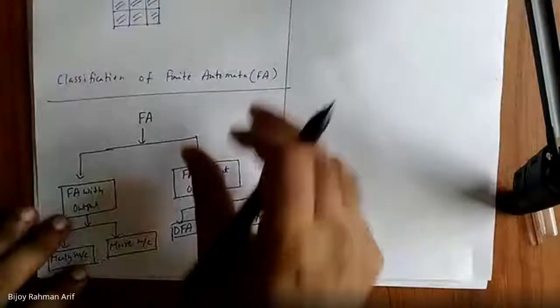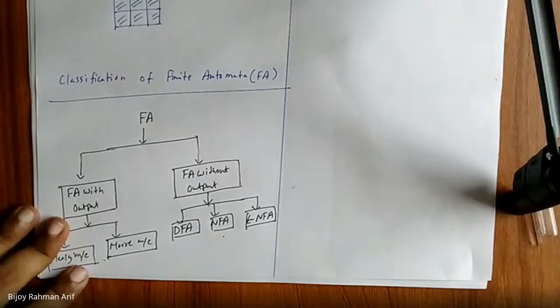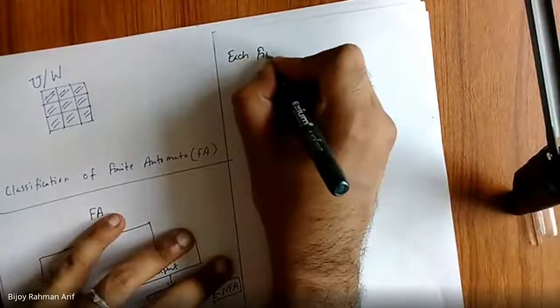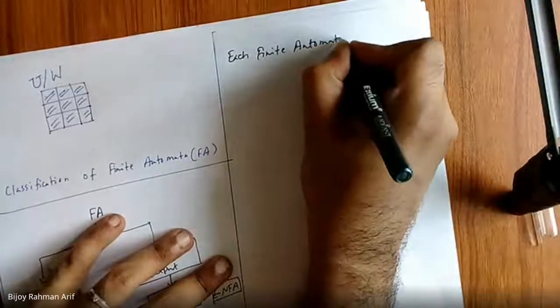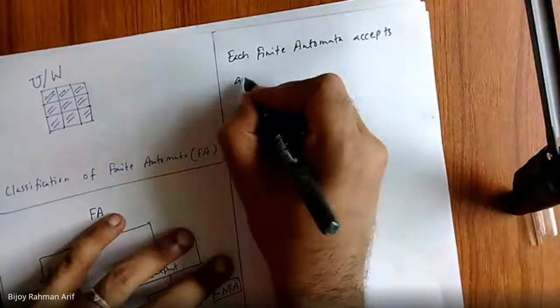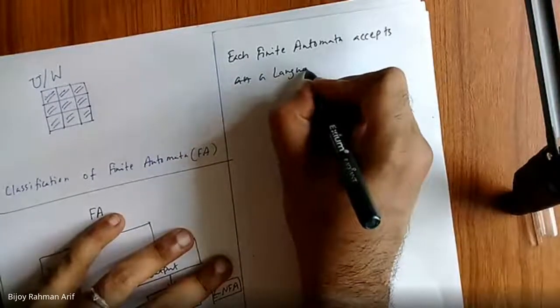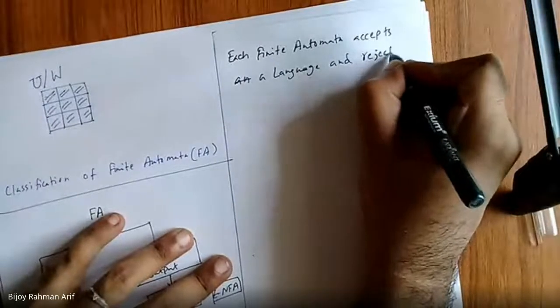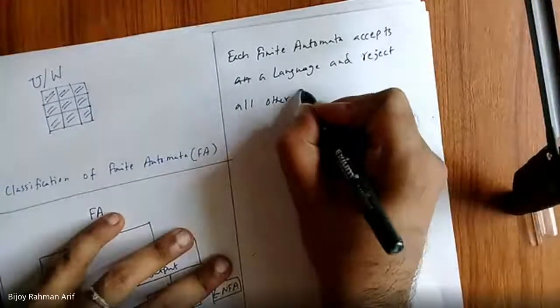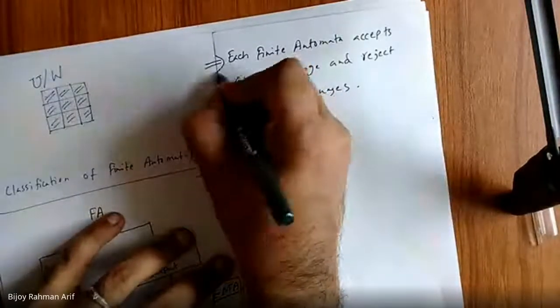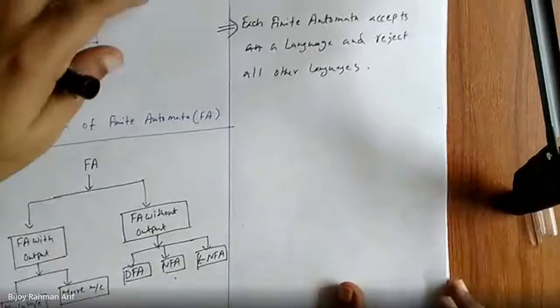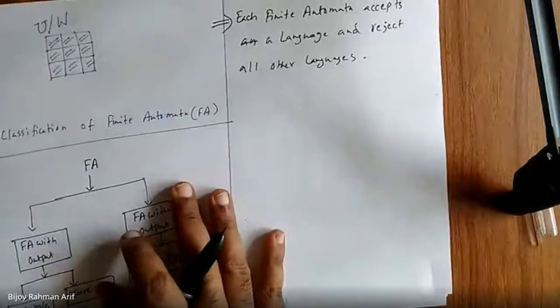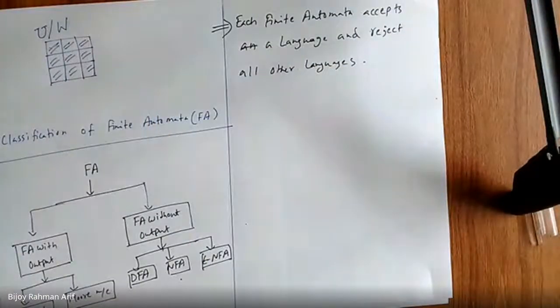Now, how does finite automata relate to the concepts of symbol, alphabet and language? Each finite automaton accepts a language and rejects all others. Did you get it? Did you understand the relation between finite automata and language? For each language, we create a finite automaton. Is it clear to you?